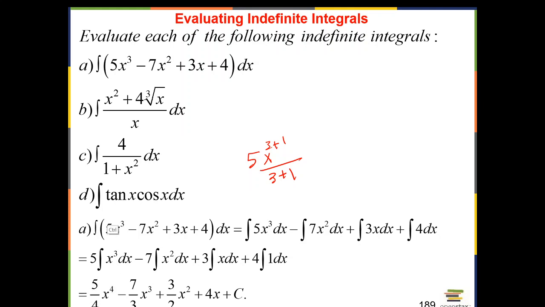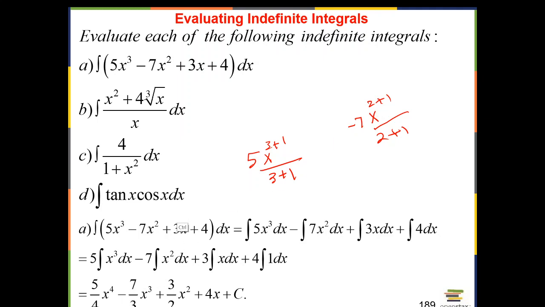That's the first part. The second part is going to be the antiderivative of this. Again, we keep the negative 7. That would be x to 2 plus 1, then divided by 2 plus 1. Right, so that's 3, and that's 3, so we get this one.